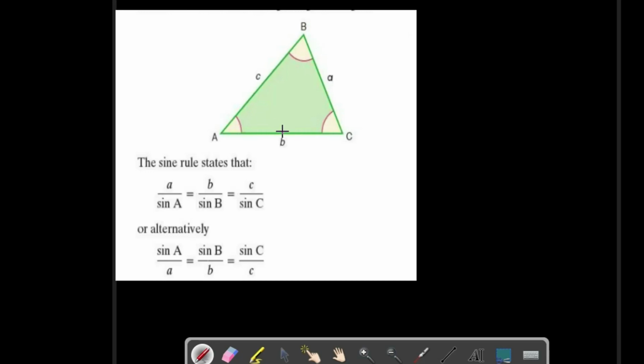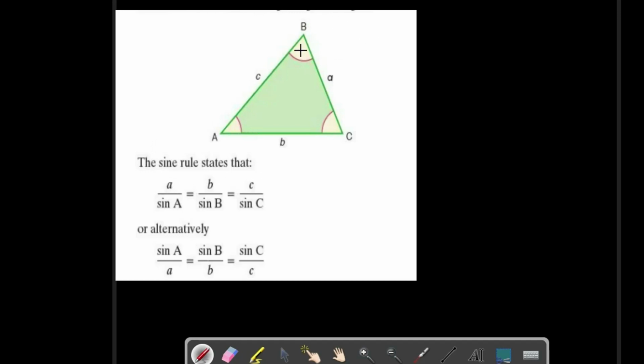If you see, this is a triangle. This is a non-right angle triangle. That means there is no 90 degree angle. If there is a non-right angle triangle, how can we identify any of the angles or any of the sides? In that scenario, we can use either sine or cosine. So today in this session we will cover the sine rule.